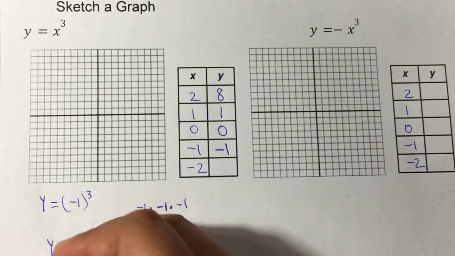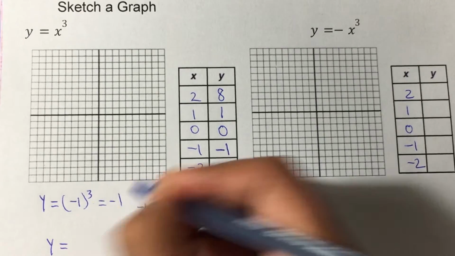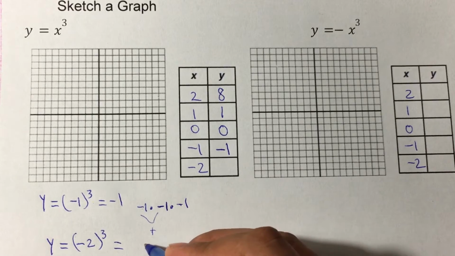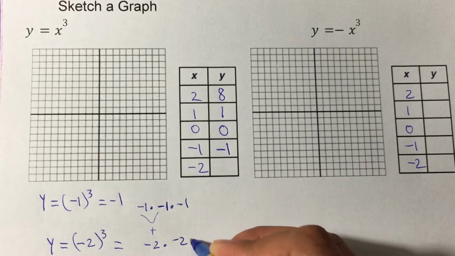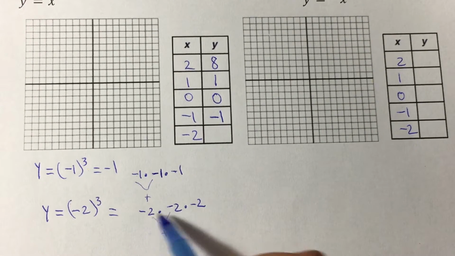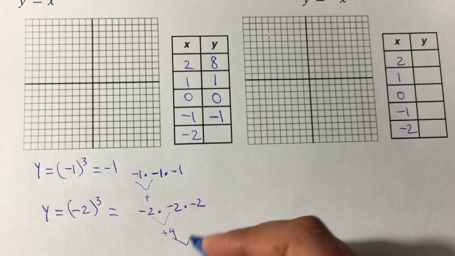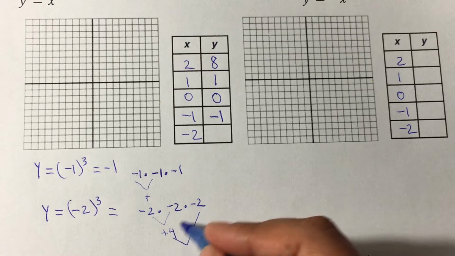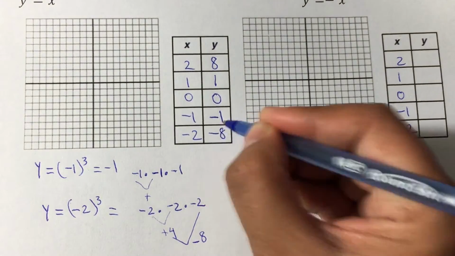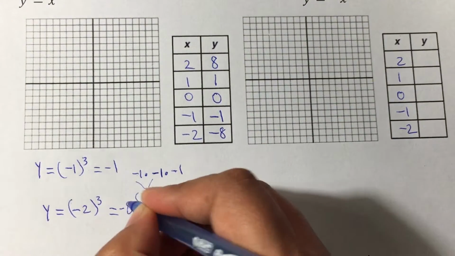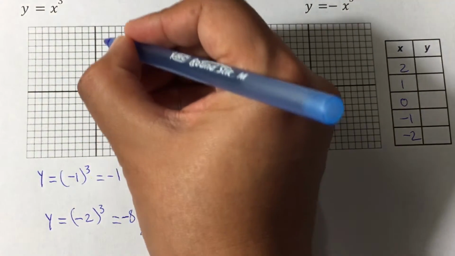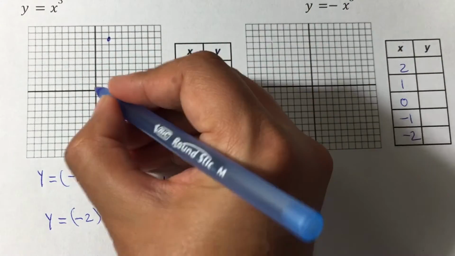For the next one, y is equal to, also negative 1, sorry. Negative 2 cubed. Again, it means negative 2 times negative 2 times negative 2. And so negative times negative is positive. 2 times 2 is 4. Then I multiply this one times this one. And so positive times negative is negative. 4 times 2 is 8. So negative 8. Okay, so this is negative 8. So now I have the values 2, 8. 2, 8 is right there. 1, 1, 0, 0.